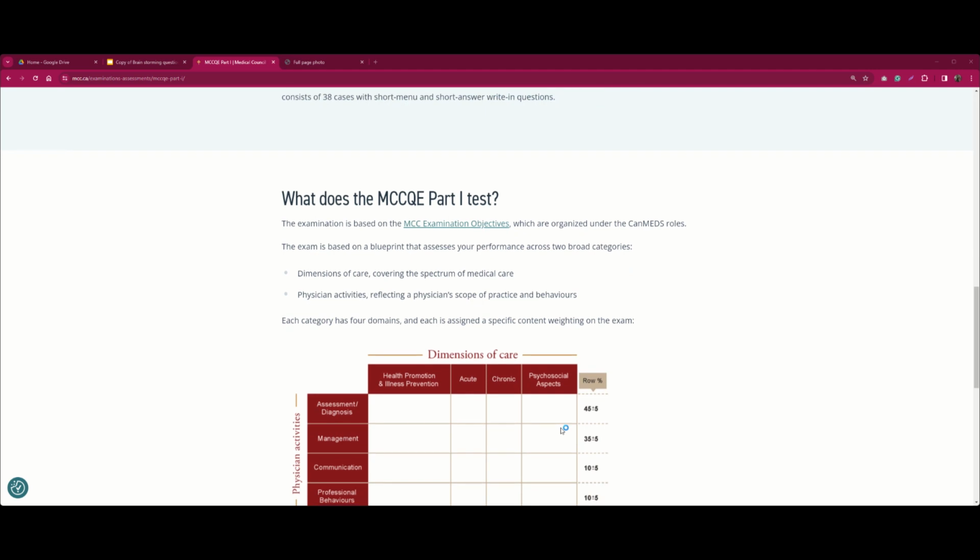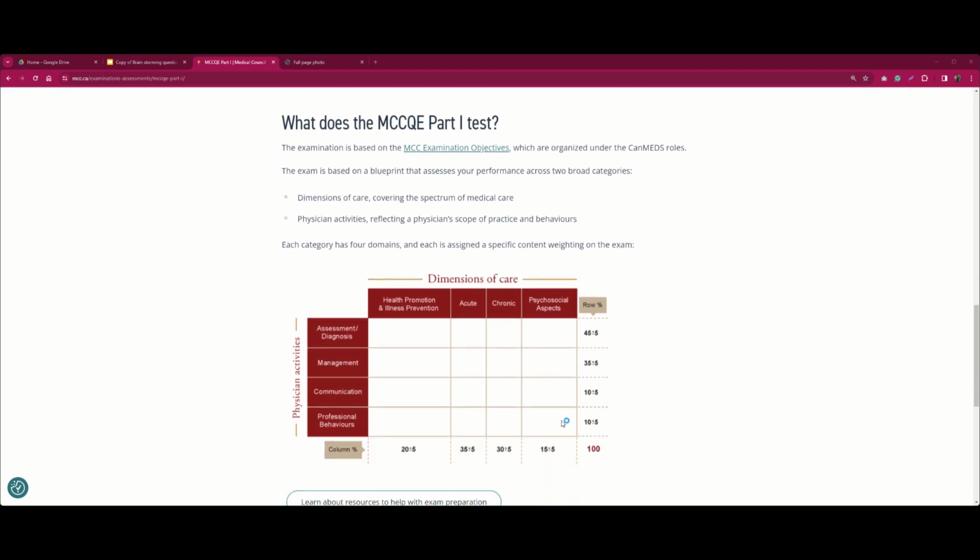Let me show you how the MCC Part 1 test will be offered to you. It's going to give you a score which is not a raw score, and this will be based on these dimensions: health promotion and illness prevention, acute and chronic psychosocial aspects, assessment, diagnosis, management, communication, and professional behavior. So how would you be scored?